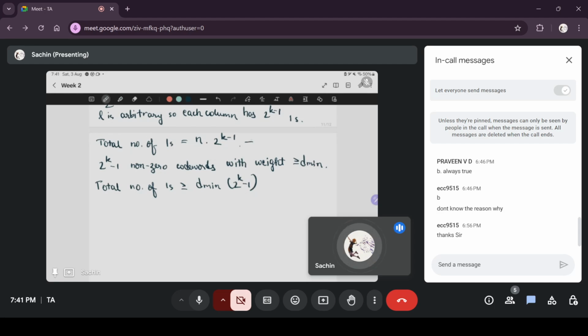So we have two different inequalities here. If you combine both of them, what do you get? n into 2 power k minus 1 must be greater than or equal to d min into 2 power k minus 1. That means your d minimum must be less than or equal to n into 2 power k minus 1 divided by 2 power k minus 1. That is the relation that we get from this.